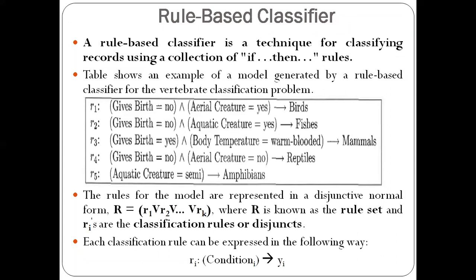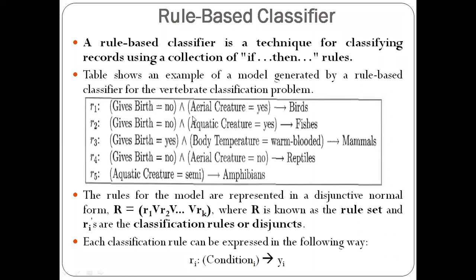Here we have one rule set. This rule set is used as a model for performing rule-based classification. It has been written for the vertebrate classification problem, just like how we constructed a decision tree for the vertebrate classification problem. In the same way, we have created a rule-based classifier model here. Using this model, we will be able to classify the given records.